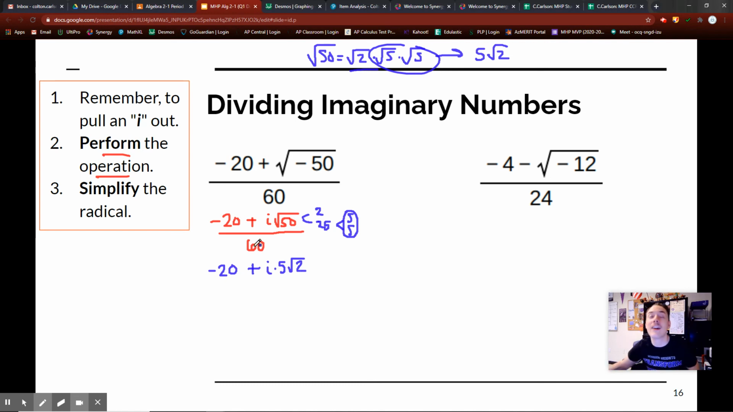Now, if you had a lovely TI-36X Pro available to you at your local Walmart, it actually simplifies that for you. So if I type into my TI-36X Pro radical 50, I don't know if you guys can see that, but it actually simplifies it for you.